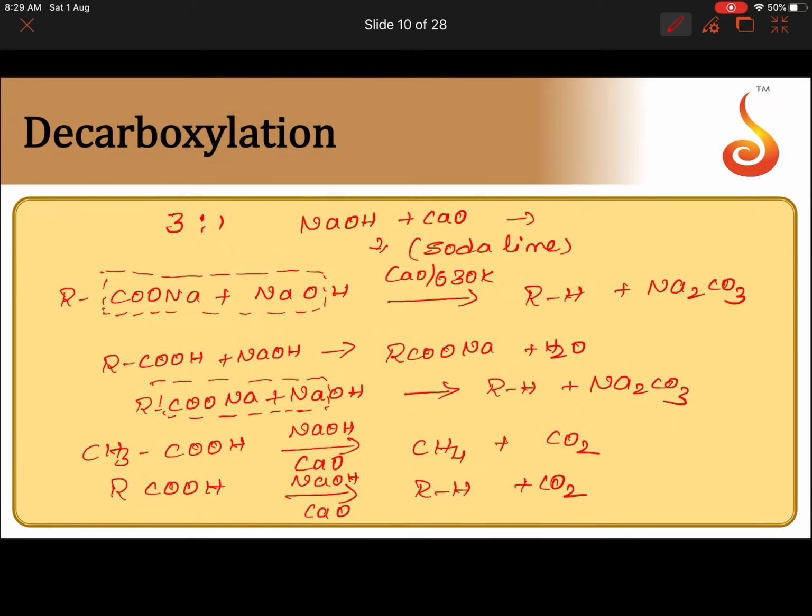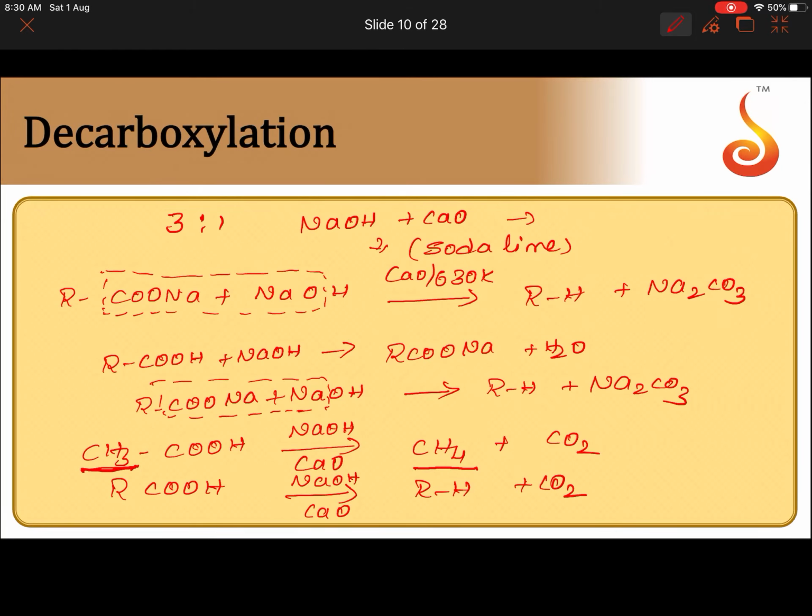And if you observe this decarboxylation reaction, by treating sodium salt of carboxylic acids with the soda lime, you will get a hydrocarbon, an alkane having the same number of carbon atoms as that of R in carboxylic acid. So if I take this compound, RCOOH, what is R here? CH3. So in R of RCOOH, there is one carbon atom. So you will get a hydrocarbon or alkane having one carbon atom.